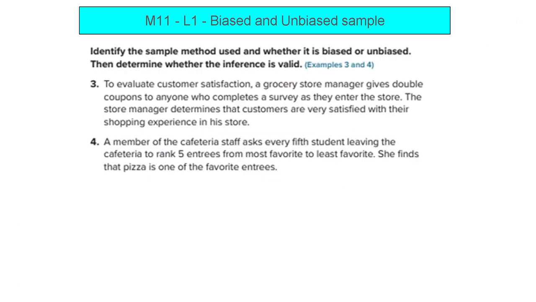Now in this question he said read the two questions, question number 3 and 4, and tell whether it is biased or unbiased. Let us read. To evaluate the customer satisfaction, a grocery store manager gives double coupons to anyone who completes a survey. Now we will stop here only because we got the answer. Why? What is the store manager doing? He is giving double coupons to anyone who does the survey.